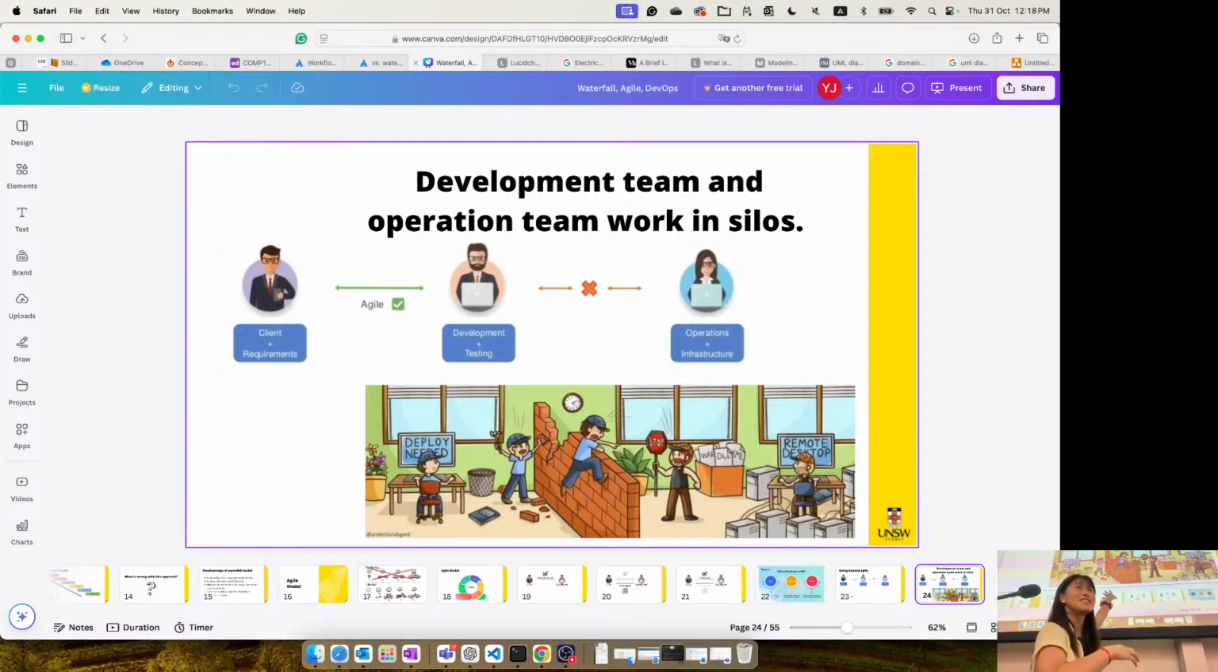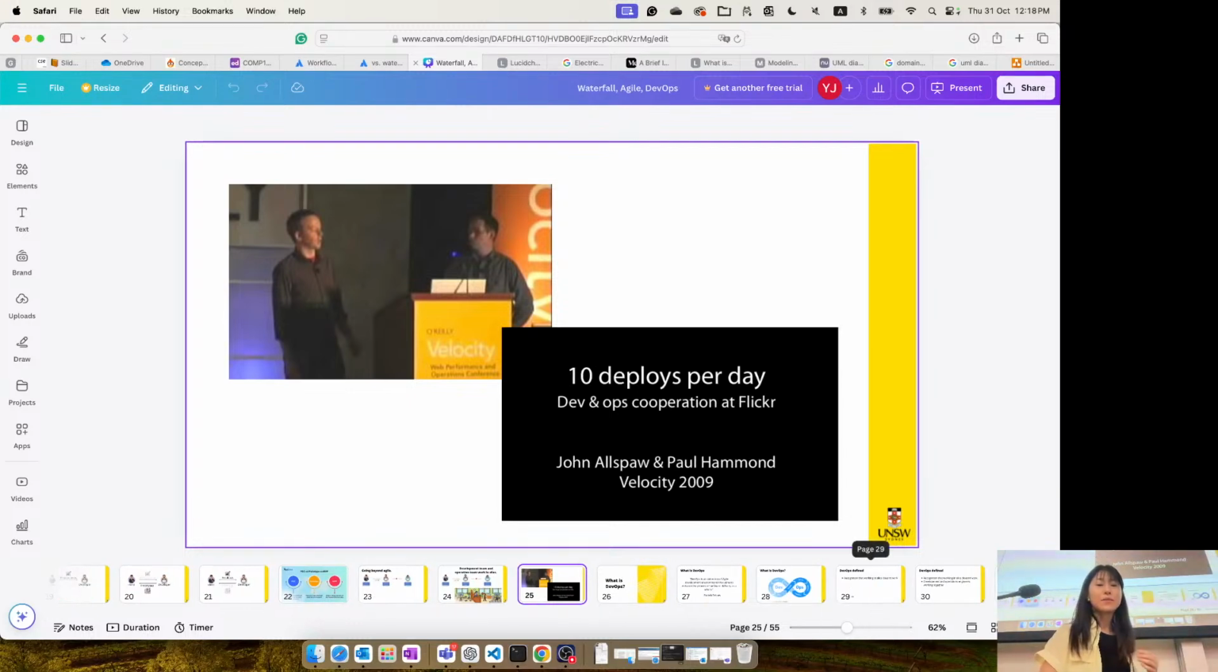So although the developers are collaborating in Agile with the designers and the stakeholders, the operations team is still solo. So this is where, like in 2009, Flickr started to have 10 deploys per day. They started to deploy minor small changes 10 times per day. Right, so this is a really life-changing thing for the software engineering world.